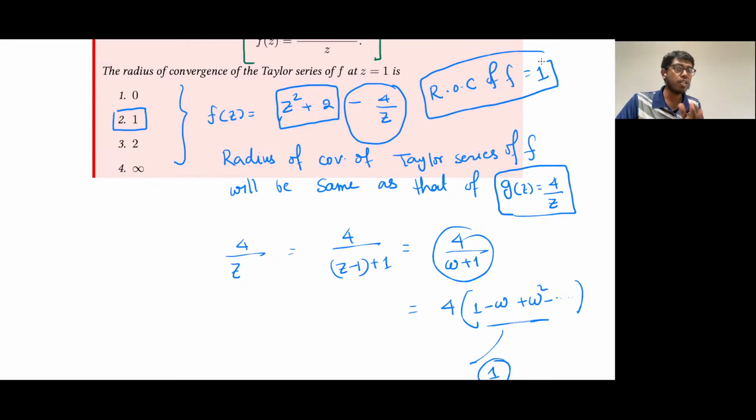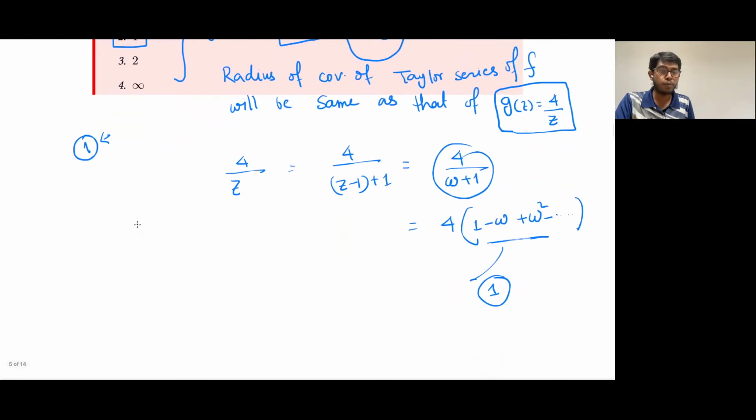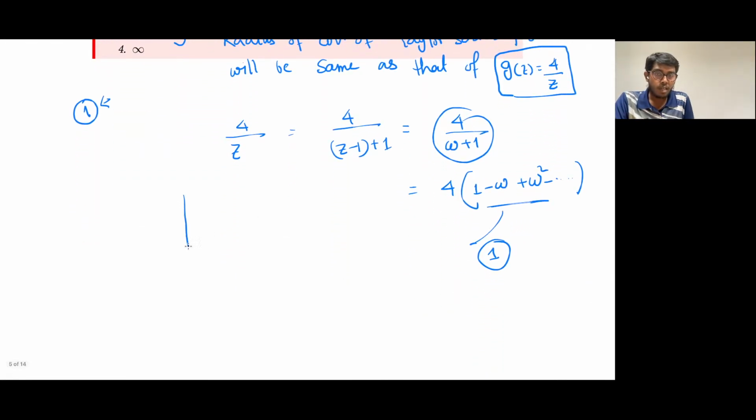There is another way to see this problem. What I told you is that the radius of convergence means the largest ball, and we need to find the radius of convergence at z minus 1. So it's like a Taylor series centered at 1. The radius of convergence is the radius of the largest ball whose center is 1, so that the function will be holomorphic, or analytic. So here, z equals 1 is my center.